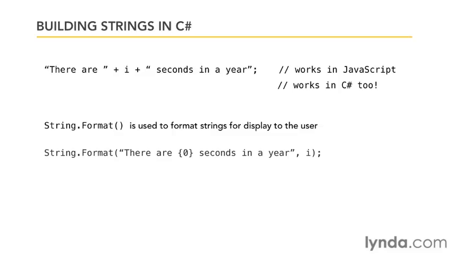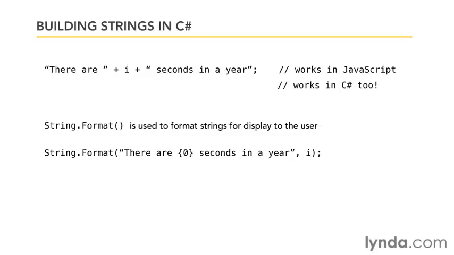So for example, if we wrote string.format, there are, and then some code that we'll get back to in a second, seconds in a year, and then an argument, which is probably a number. The way that you format a string is by using those curly braces with an integer number in there that serves as a placeholder for data that's going to be inserted into the string for you. And as you might have guessed, if you had more than one piece of data you wanted to do this with, you would use more than one curly brace.